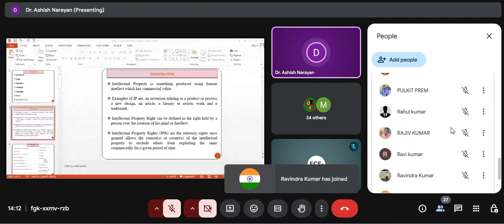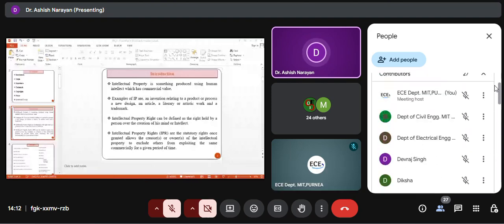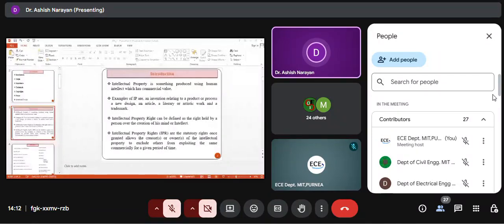So what is the importance of IPR? Intellectual property can be used to establish the goodwill and brand value in the market. Intellectual property develops goodwill and develops brand value.